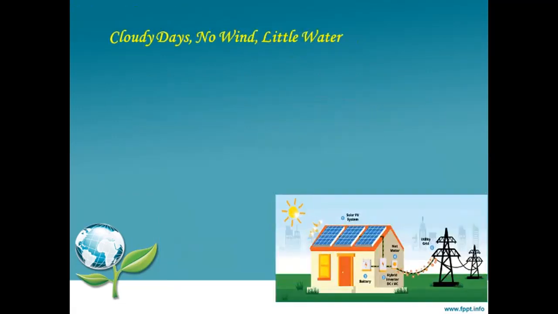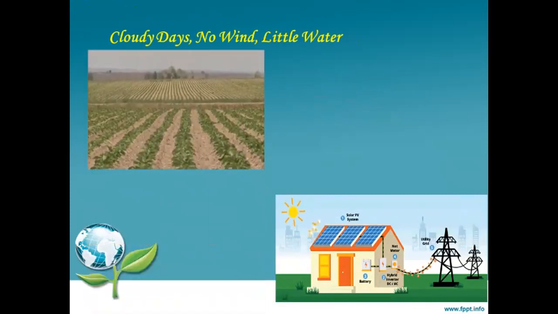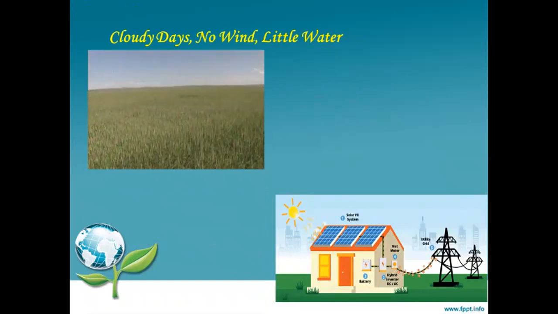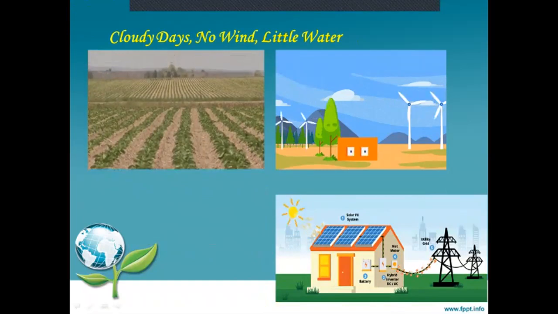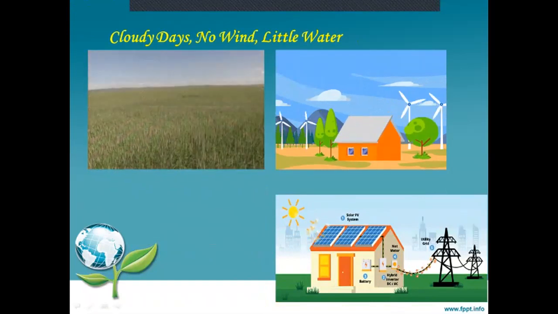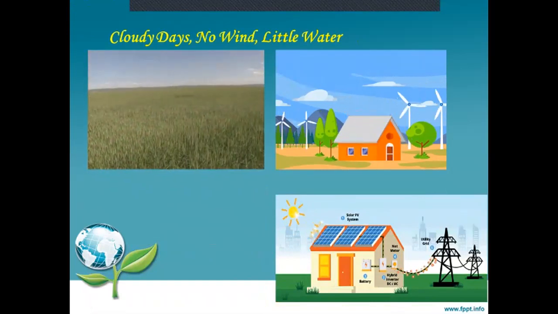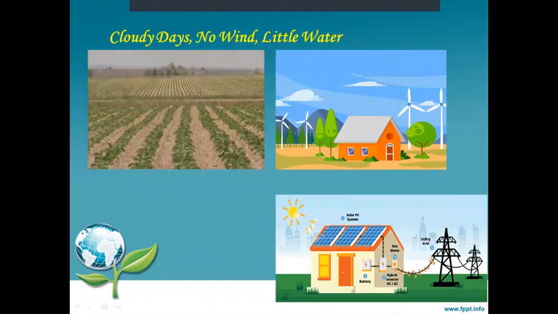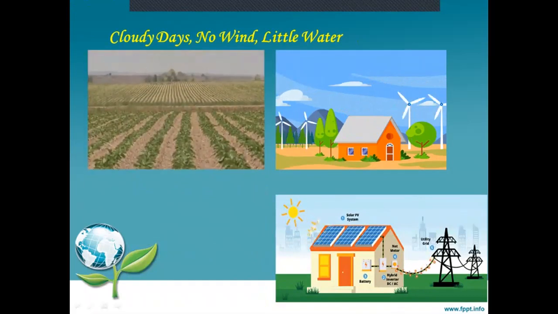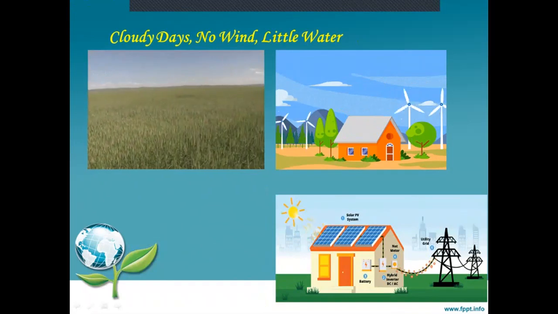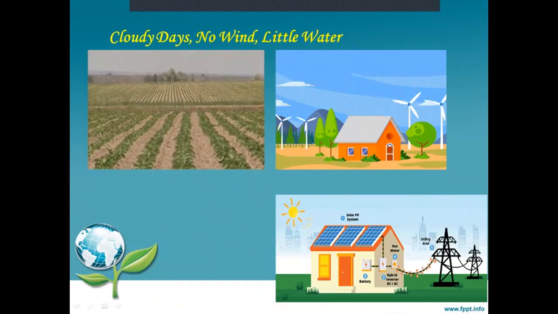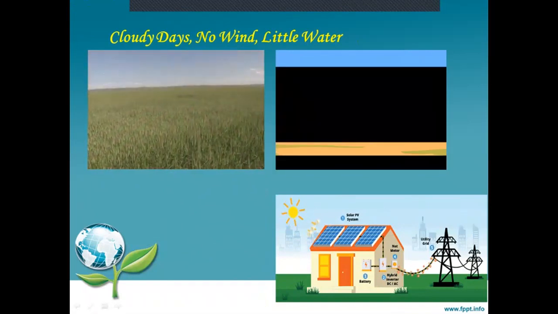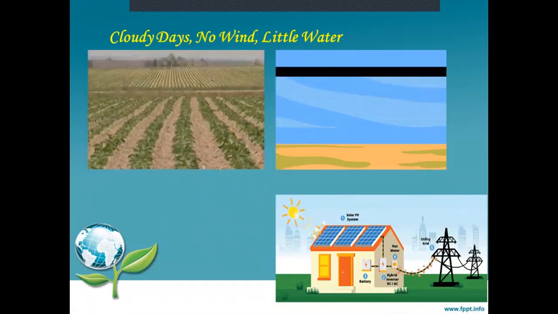Cloudy days, no wind, little water. Take a look at these pictures. If you stand in the middle of a vegetable farm, definitely you see different kinds of crops, right? And here, if you stand in the middle of a wind farm, you see rows of wind turbines like this in the picture. So wind farms are built in very windy areas.